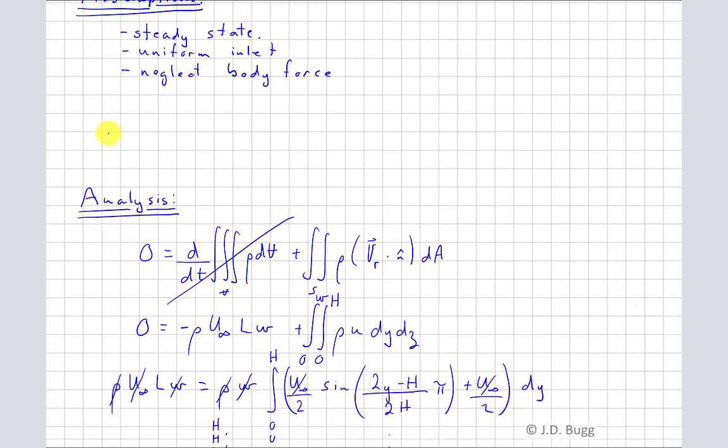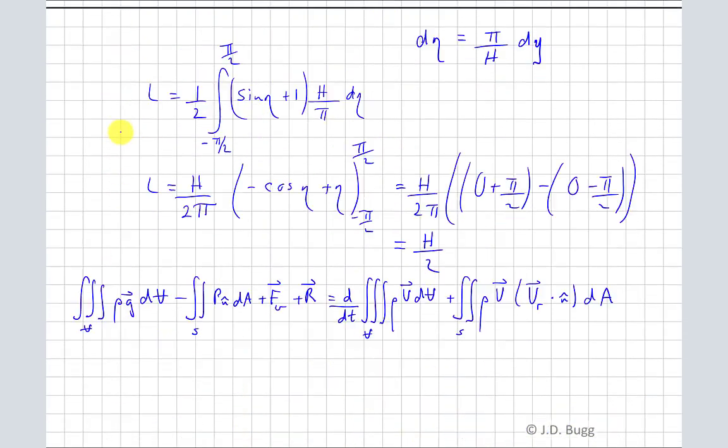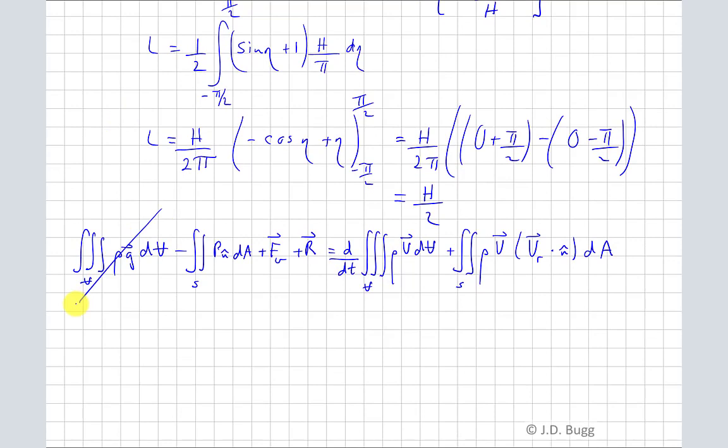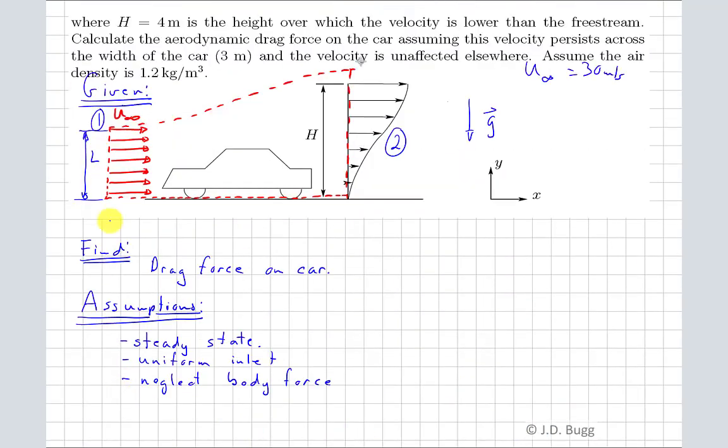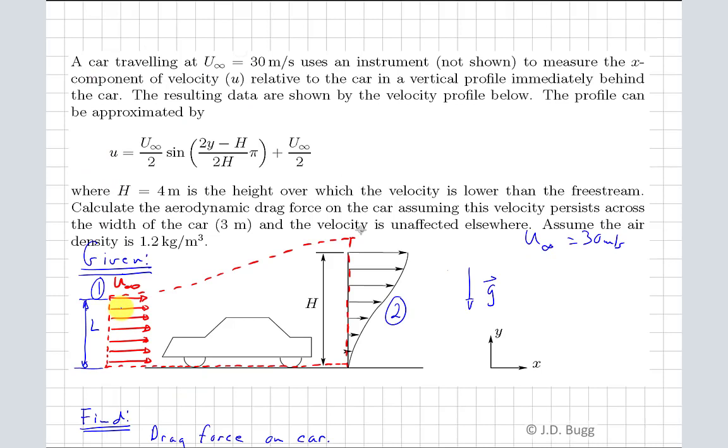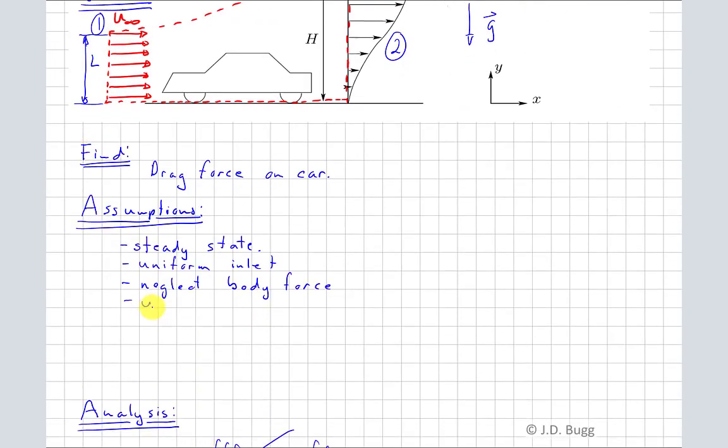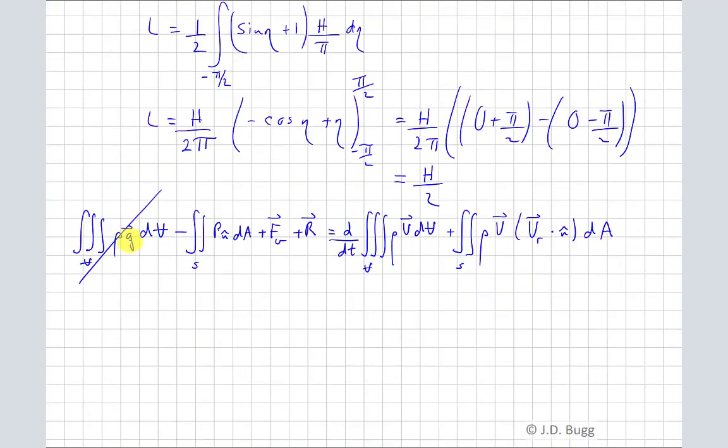So we'll go down here and cross off the body force. The next thing is the pressure force. This is the contribution of pressure everywhere on our control surface. Notice everywhere on this control surface is essentially atmospheric pressure. Now there will be some slight changes in pressure back here, but for this analysis we're going to ignore those. So we're going to assume uniform pressure on the control surface, and that allows us to get rid of that term.